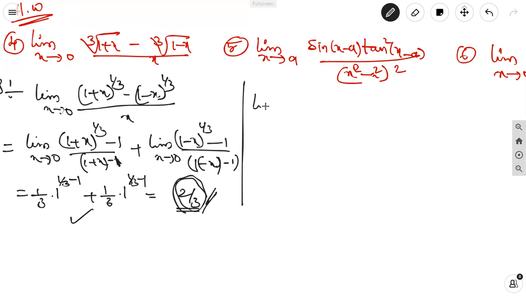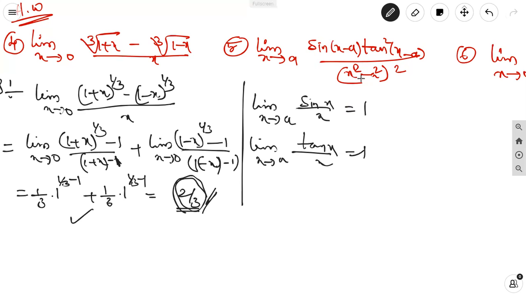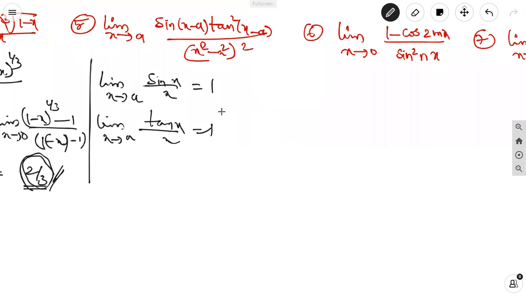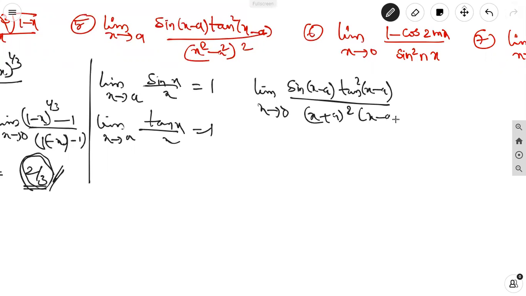The second one, you know the formulas. Limit x tends to a, sin x by x equals 1, tan x by x equals 1, for limit values. Here the denominator is in the form of (a square minus b square) whole square, (a plus b) whole square, (a minus b) whole square. So you can write it as factors. So limit x tends to a, sine of (x minus a), tan square of (x minus a) by (x plus a) whole square, (x minus a) whole square. Here for tan, it has (x minus a) whole square, but for sine, there is no x minus a. So we can multiply and divide with x minus a.